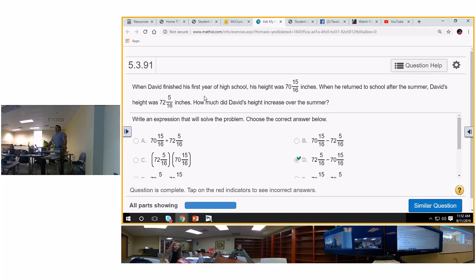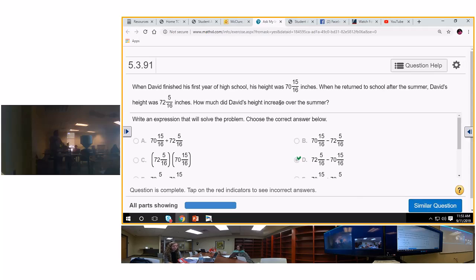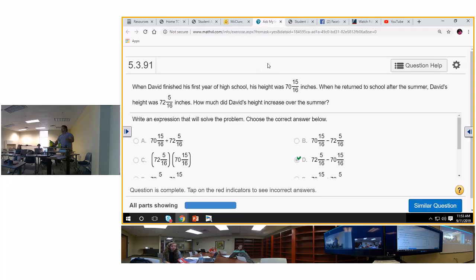When David finished his first year of high school, his height was 70 and 15/16, which is almost 71 inches. Okay? When he returned, David's height was 72 inches. Okay. What do you do when you want to find out how much somebody has increased or decreased? Do you add or subtract? Subtract. You subtract. So you can't subtract 72 from 70, so you're going to subtract 70 from 72.